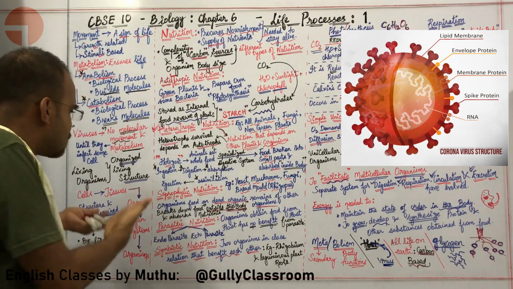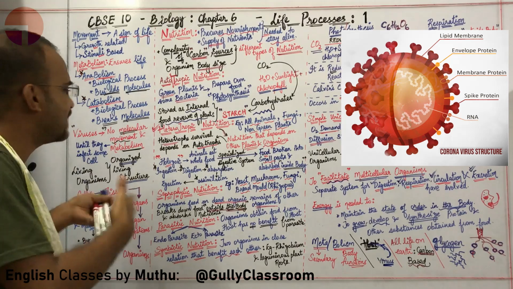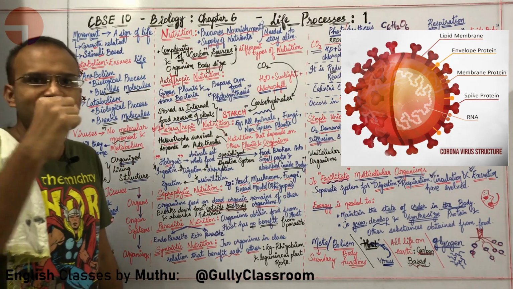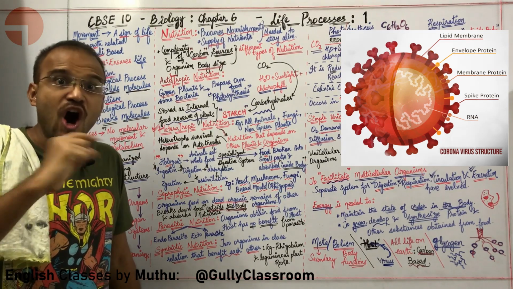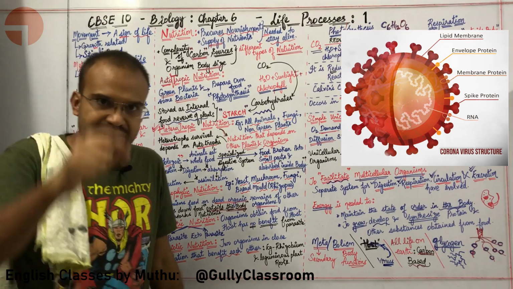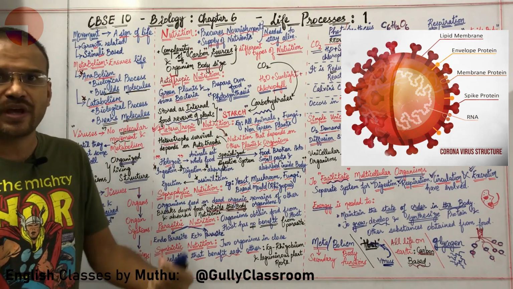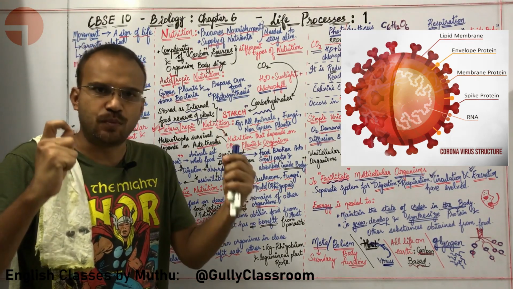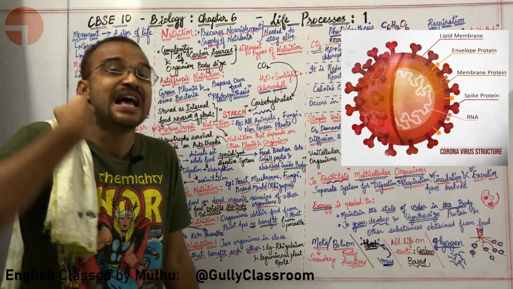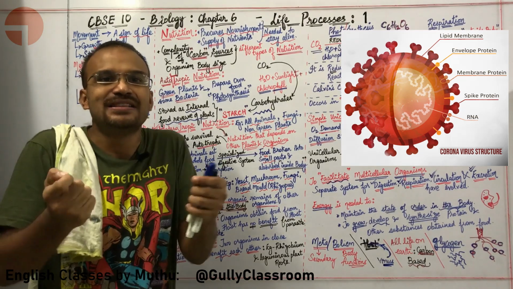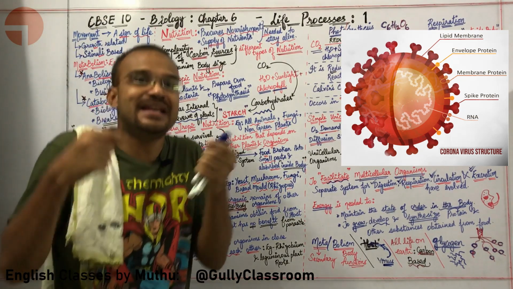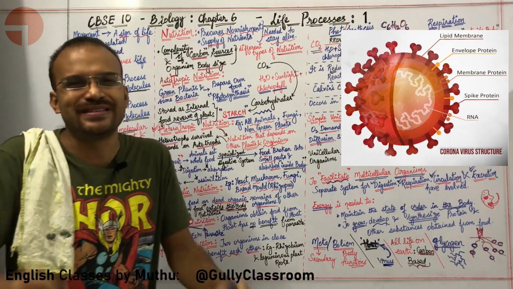But the virus does not have any bodily functions. The virus simply hijacks the bodily functions of the host. Because of this, all viral diseases are harder to fight against, and that is one of the reasons why coronavirus is spreading like anything, because coronavirus essentially hijacks the bodily functions of our system. Coronavirus essentially hijacks the respiratory system.